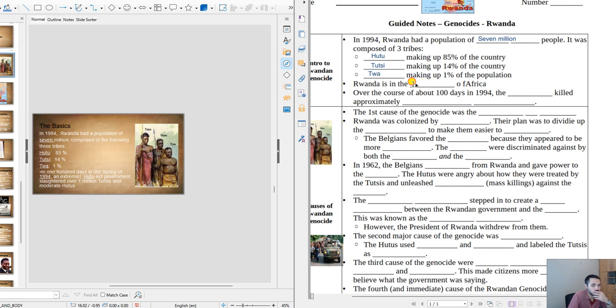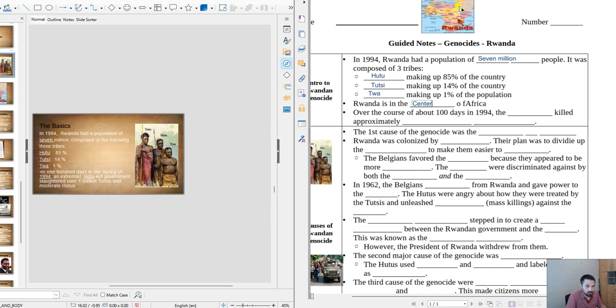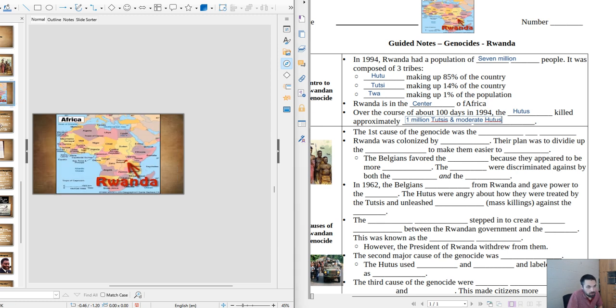Rwanda is in the center of Africa. Again, this is kind of right here. Over the course of about 100 days in 1994, the Hutus killed approximately 1 million Tutsis and moderate Hutus, people that didn't necessarily want to go along with this. So, we're going to talk about the causes of this genocide and kind of what happened.